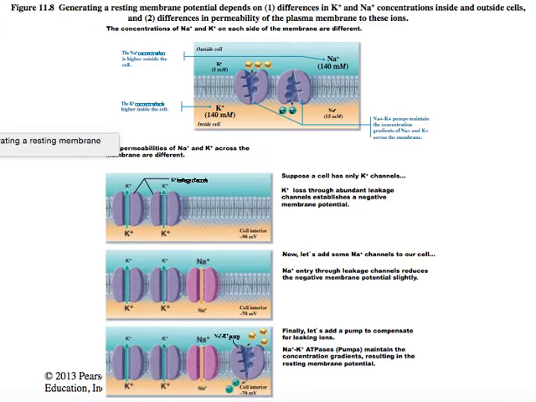All right, so this is generating a resting membrane potential. This depends on the differences in potassium and sodium ions that are concentrated inside and outside of cells, and also on the differences in permeability of the plasma membrane to these ions. So we're showing different situations that can happen. This kind of gives a summary of things that we're going to be looking at in the future. But let's take a look at just this very top structure here.